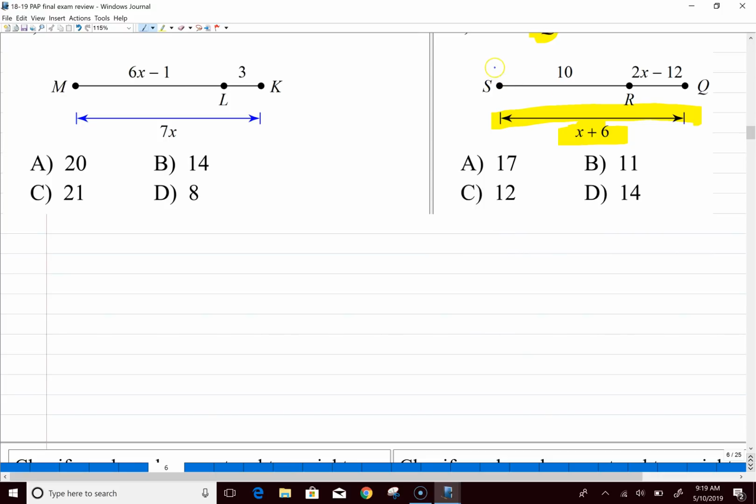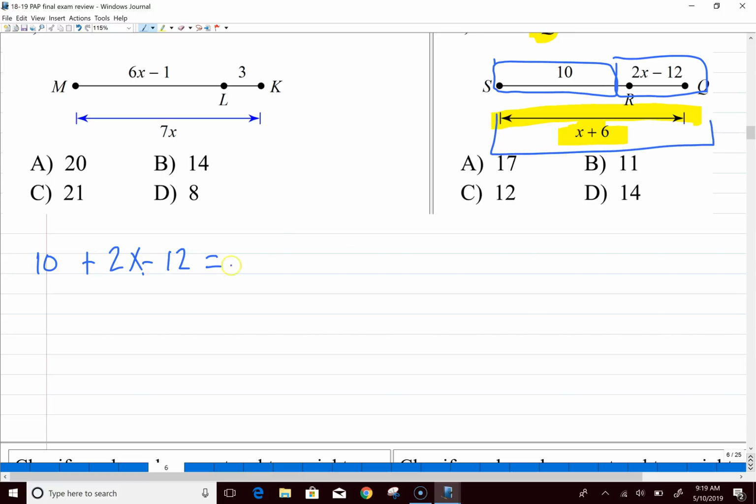I'm going to get this piece right here, 10. I'm going to add it to the next piece of the line, which is 2x minus 12. And that equals the whole line from here all the way to here, which is x plus 6. Now we just do some algebra and combine like terms. I have a 10 and I have a minus 12. 10 minus 12 is negative 2, plus my 2x is equal to x plus 6.